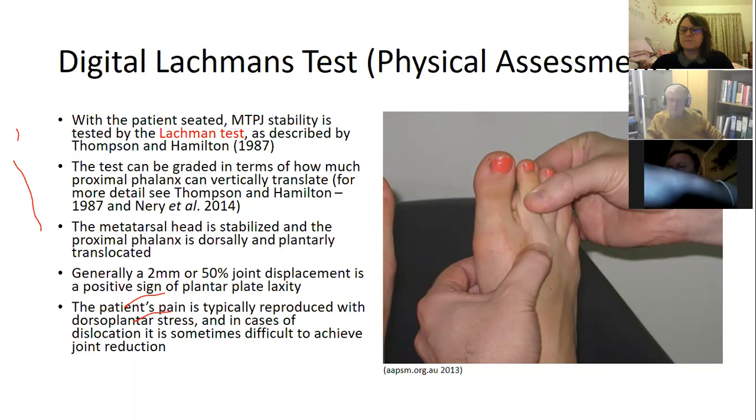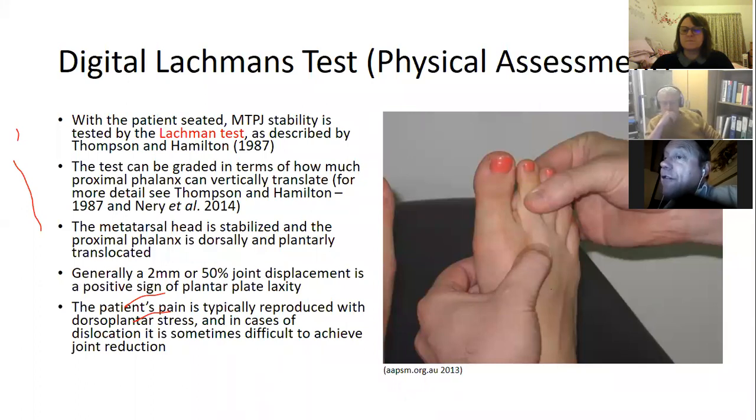So if my finger's here, like that, and I move it, I can barely, try it this way, I can barely move it. But if it shifts up and down quite freely, by about 2 millimeters either way, chances are you've got a plantar plate tear, okay? And it will reproduce the patient's pain as well. It could hurt, so you have to be careful with this one.